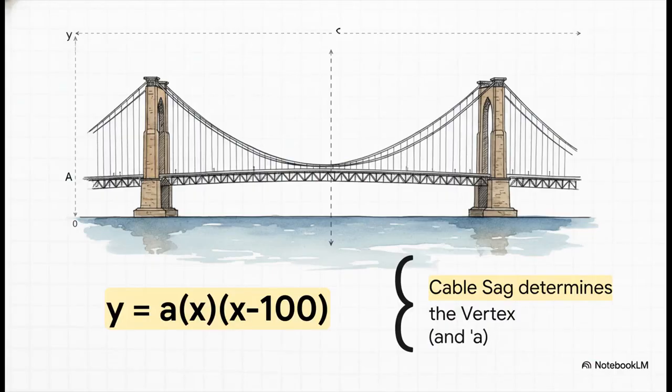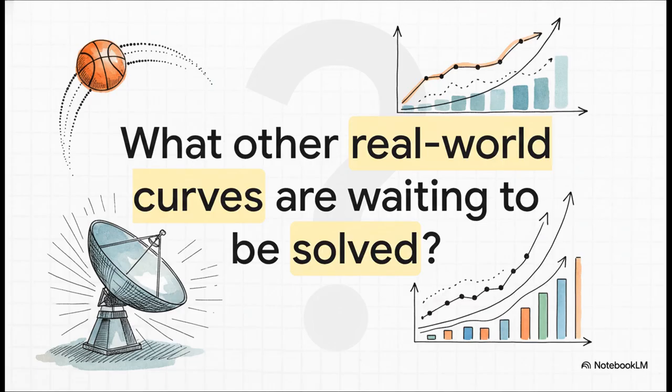And here's where it connects directly back to what we've been doing. If the bridge spans, say, from 0 meters to 100 meters, that gives engineers their starting equation, y equals a times x times (x - 100). The only thing left to figure out, that a value, is determined by how much they want the main cable to sag in the middle. And guess what that lowest point of the sag is? Yup, it's the vertex.